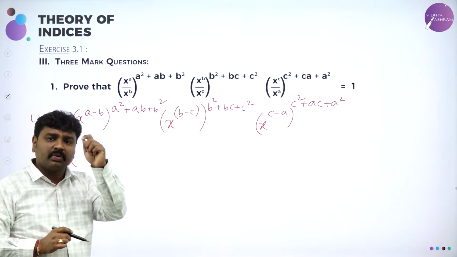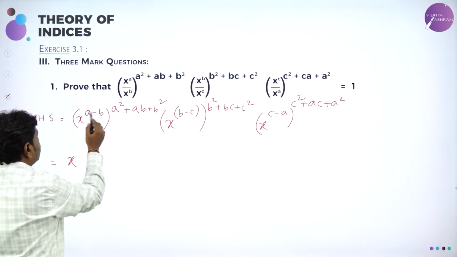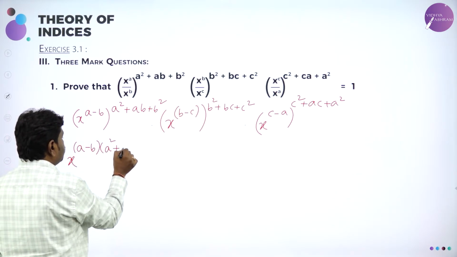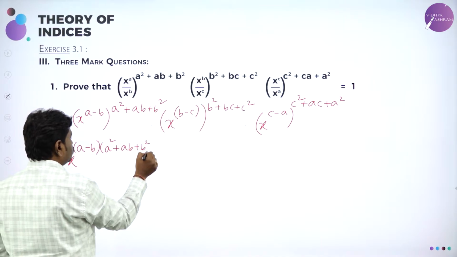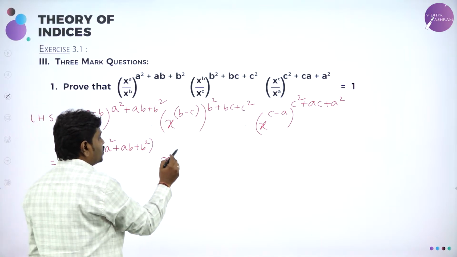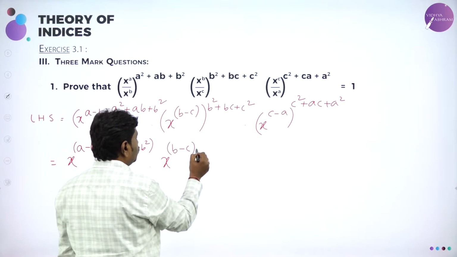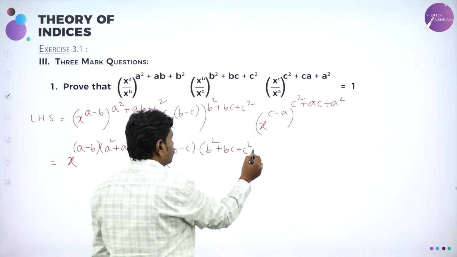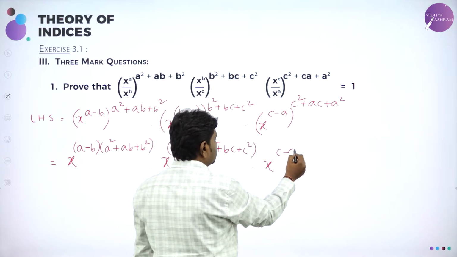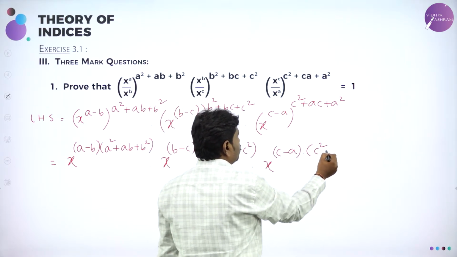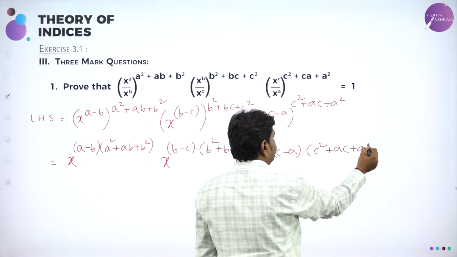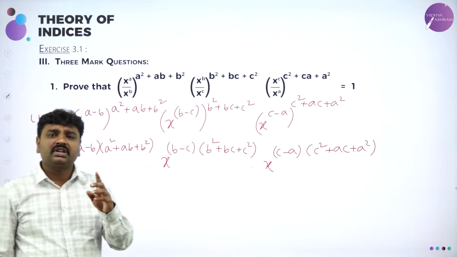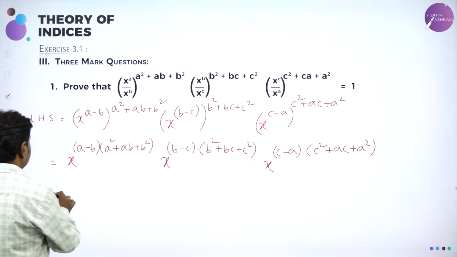If you simplify, it will become (a^m)^n. All of you know (a^m)^n is a^(mn). So it will become x^((a-b)(a square plus ab plus b square)) into x^((b-c)(b square plus bc plus c square)) into x^((c-a)(c square plus ac plus a square)). Now it is in the form a^m into a^n. All of you know a^m into a^n is a^(m+n). So you can add the powers.